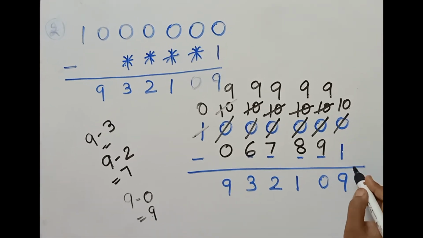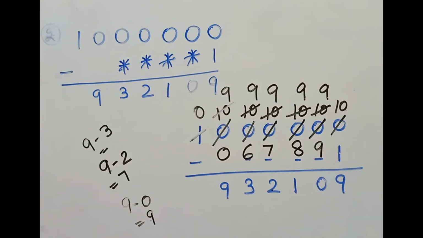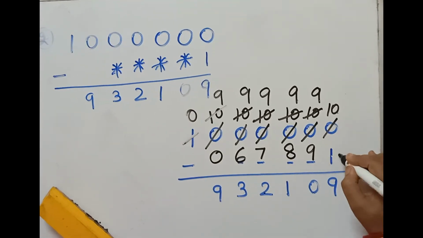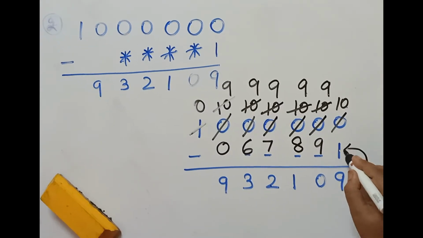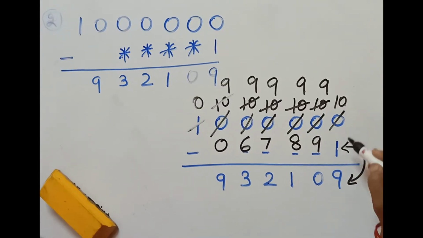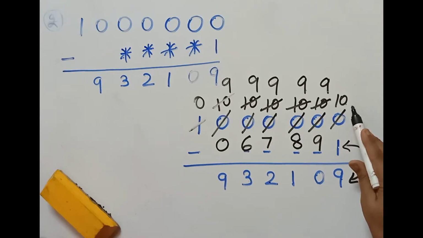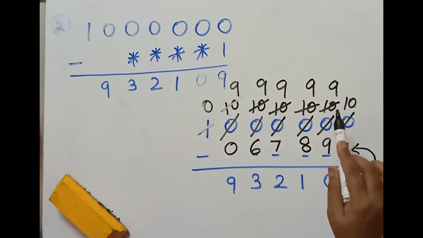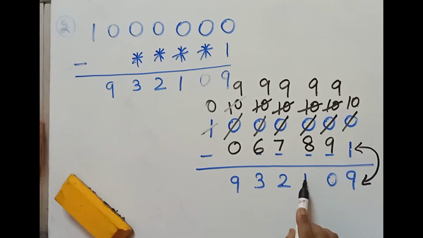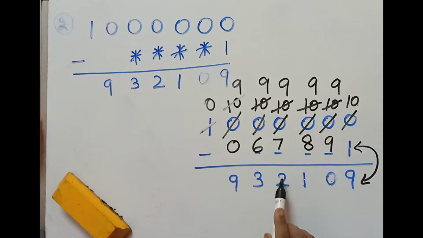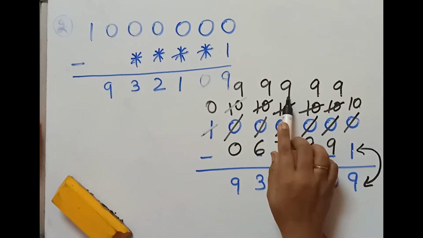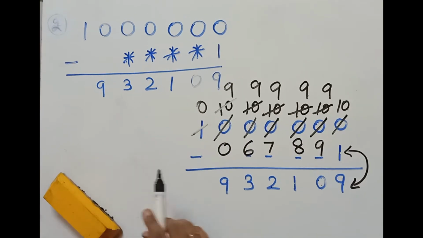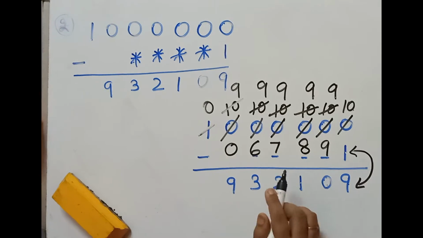Now I have to check whether I have done it correctly or not. So what am I going to do? If I add this number and this number, I should get the top number. So 9 plus 1, I am getting 10. It means it is correct. Now 9 plus 0, I am getting 9. 8 plus 1, 9. 7 plus 2, I am getting 9. 6 plus 3, again I am getting 9. 9 plus 0, again I am getting 9. If you add 0, you will get the same number.